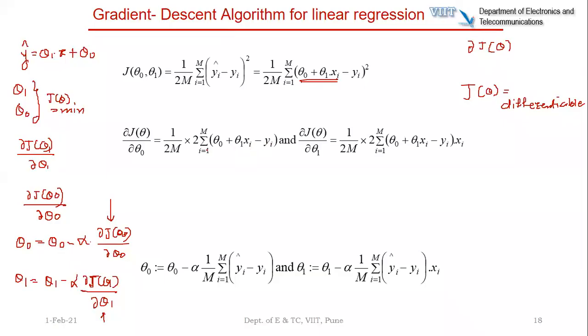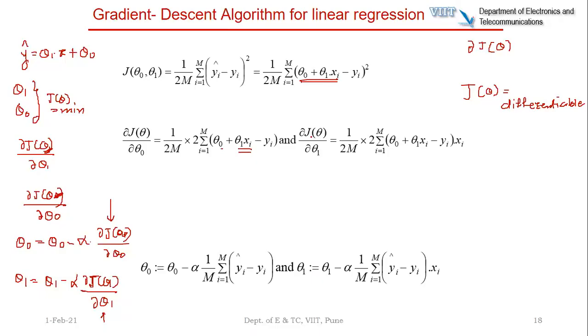The term will remain as it is, but for J theta with respect to d theta 0, the theta 1 x term is a constant term. I'm very sorry, this is J theta, okay? So when I find out J theta with respect to d theta 0, this will be treated as constant. That's why the partial derivative will be 0 for this, and there is no term of x and y in the differentiation. Okay, got this?